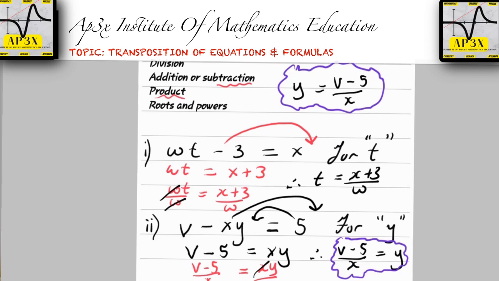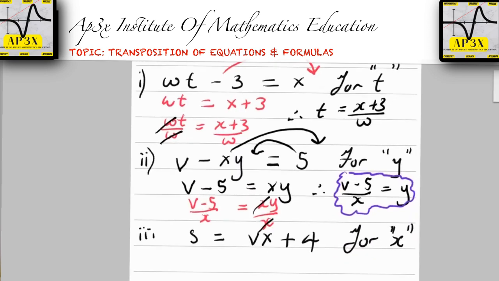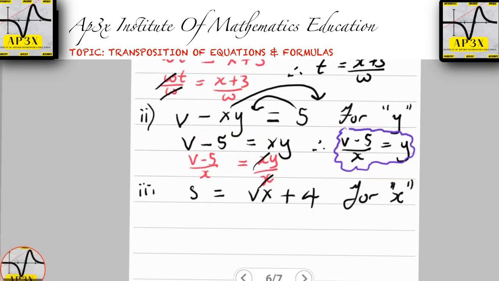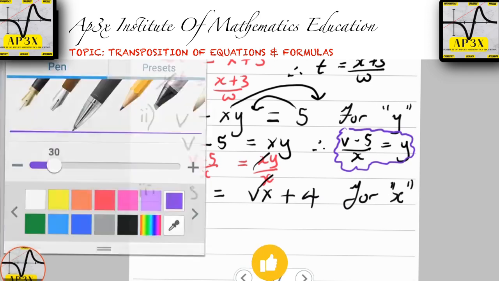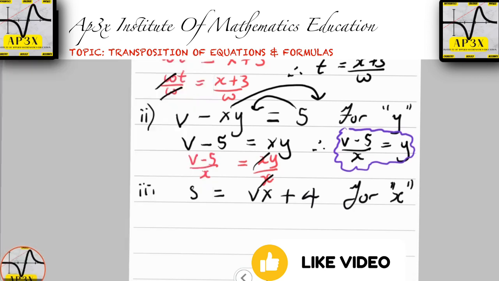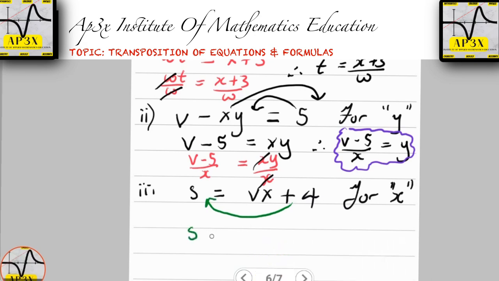Alright guys, so we are really in depth into all of this then. Let's look at this example here. S equals Vx plus 4, and we're looking for X. So just to summarize all of what we've done here, this is very simple. We're going to have to bring over the 4 to this side of the equation. So we end up with S take away 4 is equal to Vx.